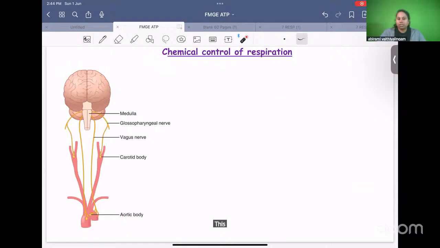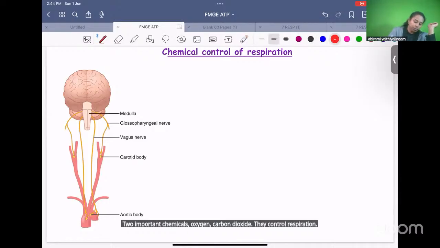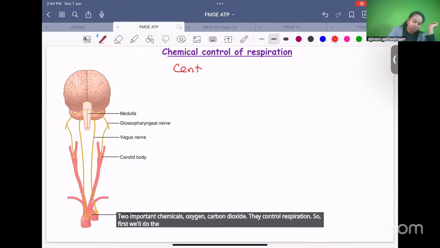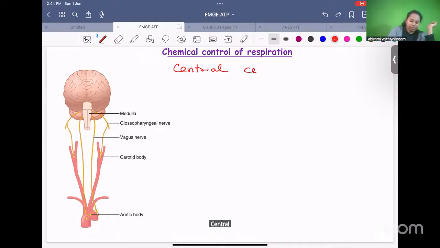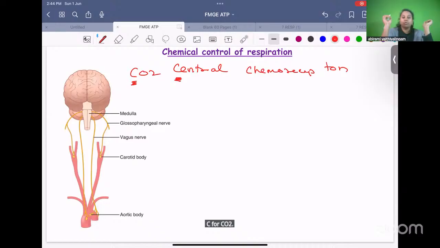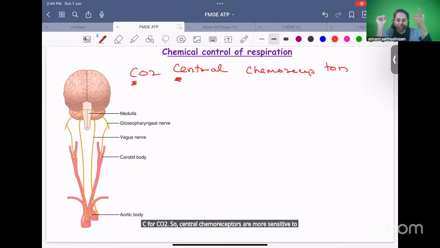This is the neural control that we saw. Now, chemical control of respiration. Two important chemicals, oxygen and carbon dioxide, control respiration. First we'll do the central control of respiration. Central chemoreceptors: C for CO2. Central chemoreceptors are more sensitive to CO2.